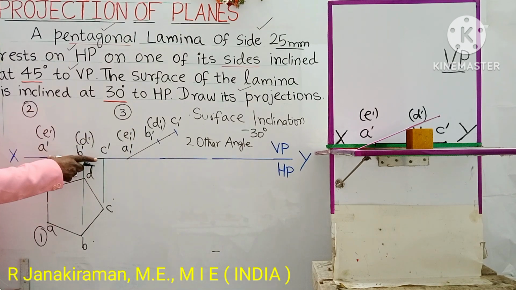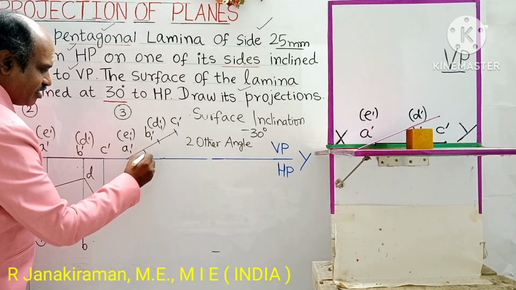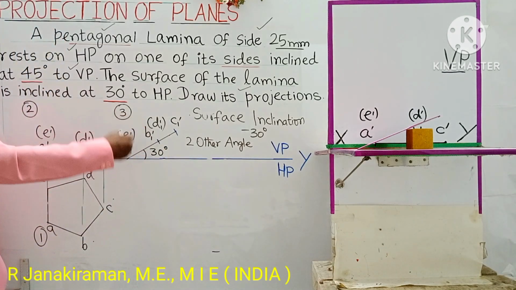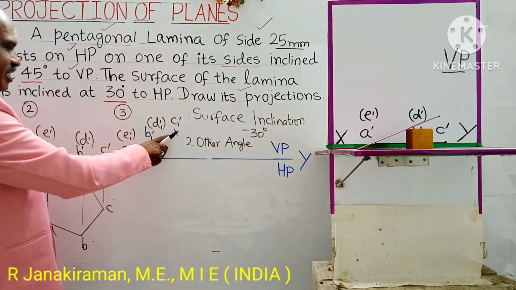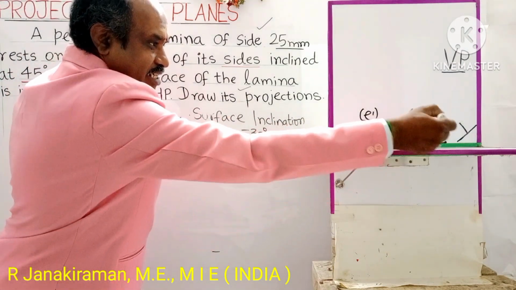So these are the points that are replaced. This angle is called the surface inclination, which is given as 30 degree. This is our third diagram. This line is the same as this length. This inclined line is called the surface inclination front view.